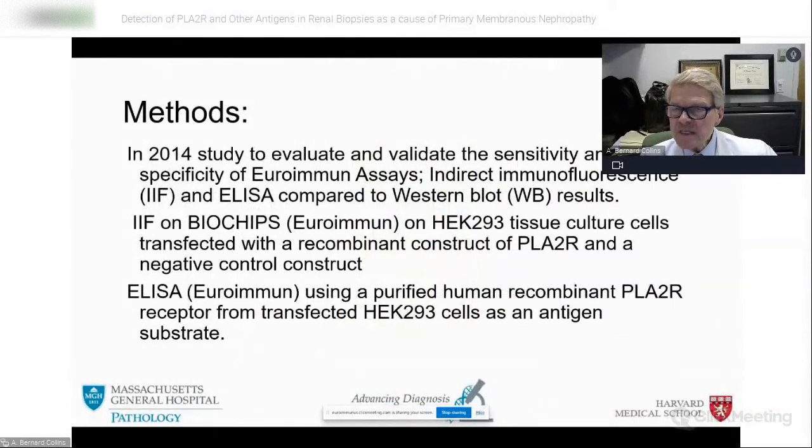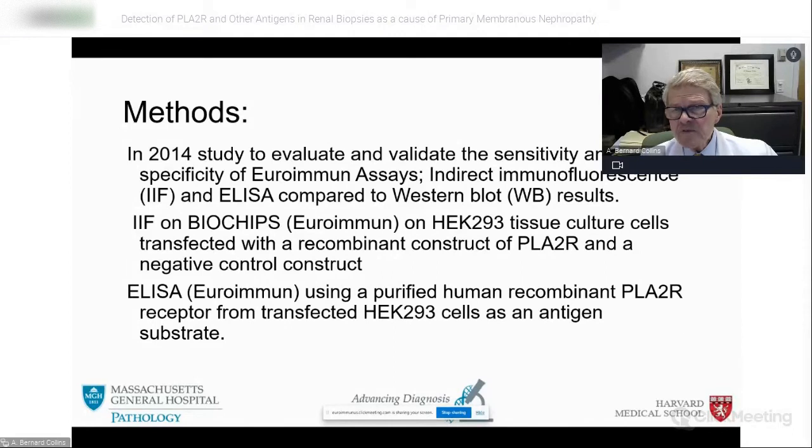So we performed this assay up to 2014 when Euroimmune's assay became available. And then we thought it prudent to evaluate and validate the sensitivity of the Euroimmune assay against our Western blot. And as you know, the assay from Euroimmune consists of indirect immunofluorescence and an ELISA, and we compared the results of these two assays to our Western blot results.